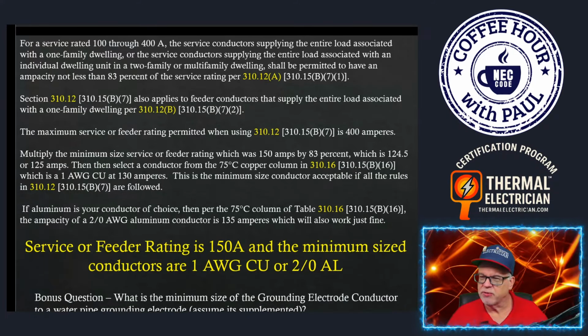If your load went over 400 amps, then guess what? You've got to go back to sizing the normal way using 310.16, ampacity of conductors. This is only applicable if it's between 100 and 400 amps. It also applies to single phase, 120/240 volt. It also applies to the single phase derivative of 120/208. It also applies in three phase applications where you might be going to an individual dwelling unit.